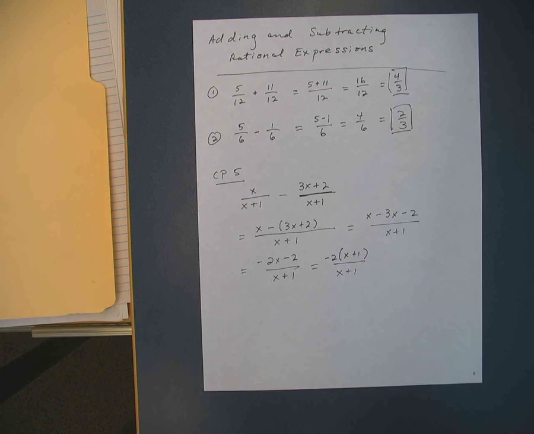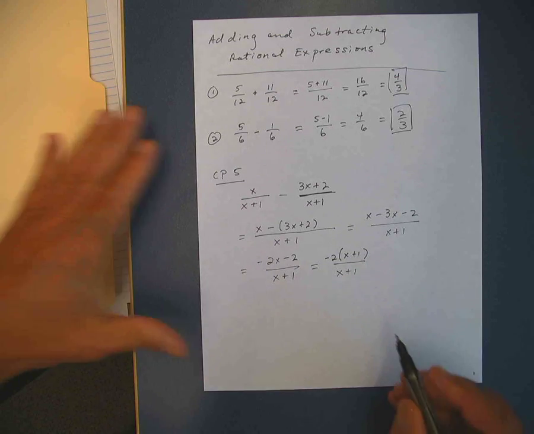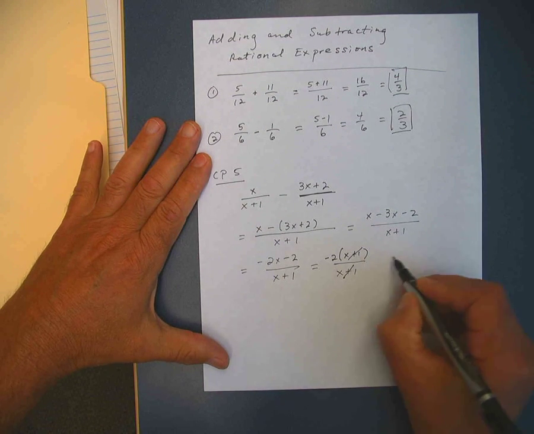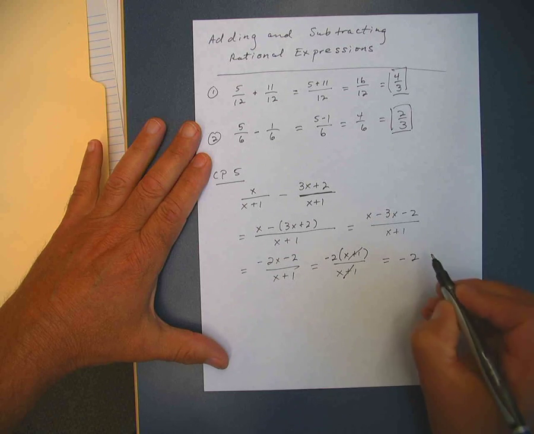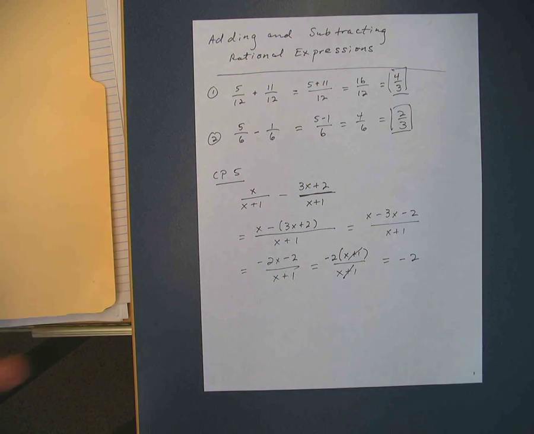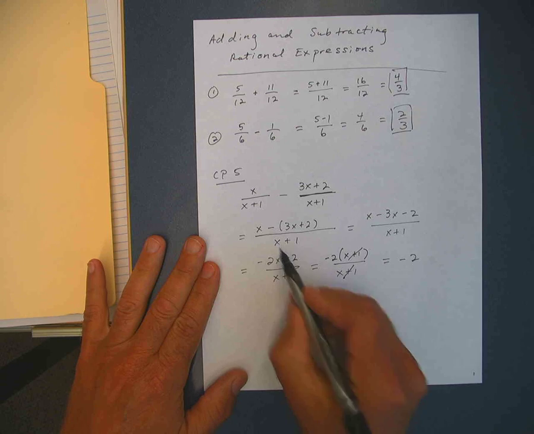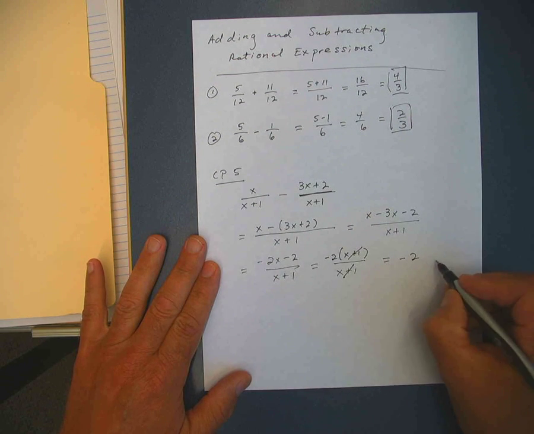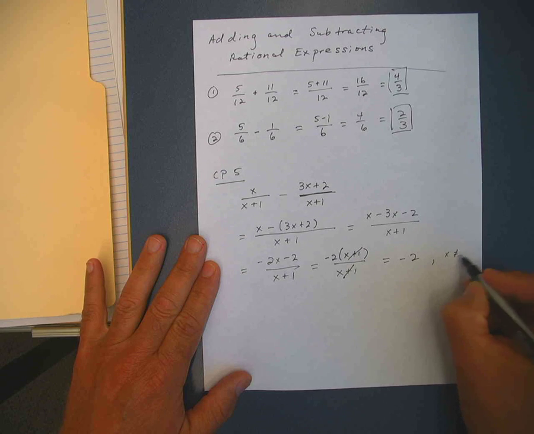Then doing what we did in the last lesson, we can divide out these two factors, x plus 1, x plus 1, and this will simplify down to negative 2. Of course, we need to carry along the restriction on the domain because, even though we got negative 2, we have to remember that x cannot be equal to negative 1.